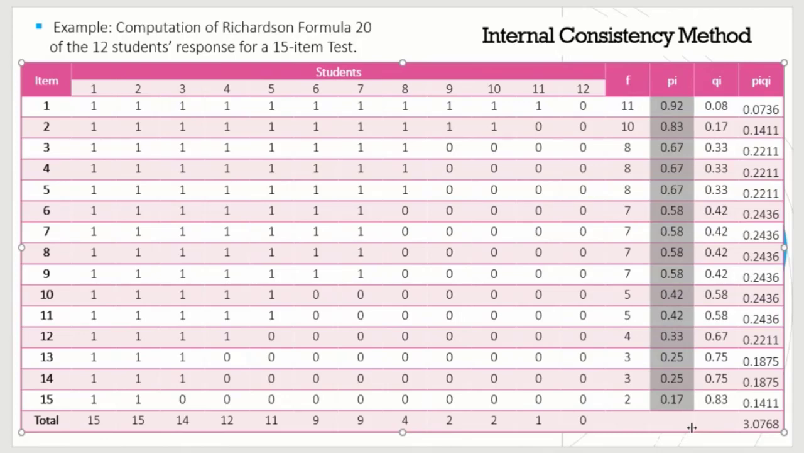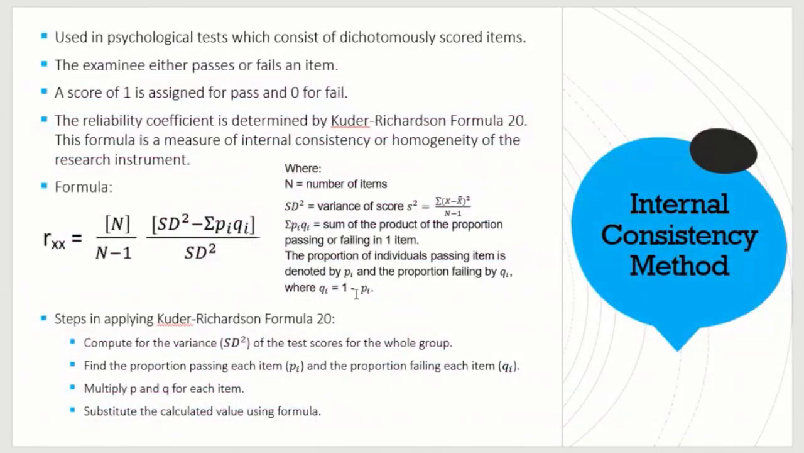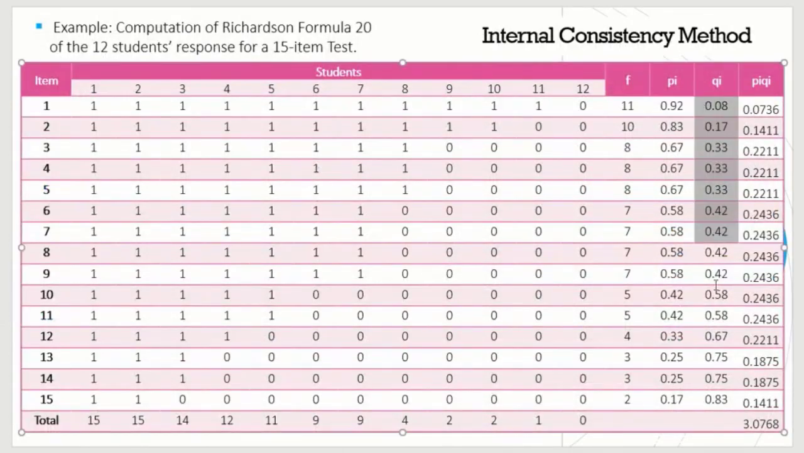Okay? And then, as was said earlier, dito sa taas, ang QI is 1 minus PI. So, this part, ano siya gi-compute? 1 minus PI. So, 1 minus 0.92 is 0.08. 1 minus 0.83 is 0.17. 1 minus 0.67 is 0.33, and so on and so forth. Now, that you have PI and QI, you just have to multiply them. So, 0.92 times 0.08 is 0.0736, and so on and so forth.